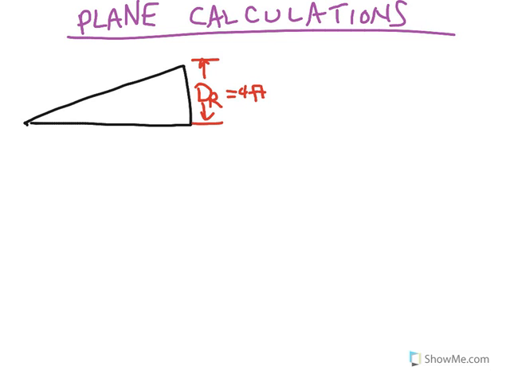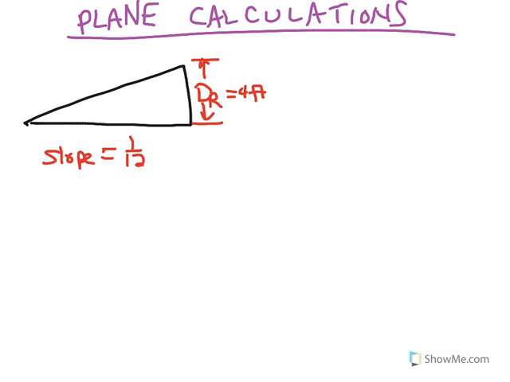Based on ADA codes, the slope must be 1/12 or less. So it says here that the slope has to be less than or equal to, we're just going to say equal to, because this is not a math class, 1/12. Has to be that or less. And then it says slope is equal to the rise of the ramp divided by the run. We'll get to that in a moment.